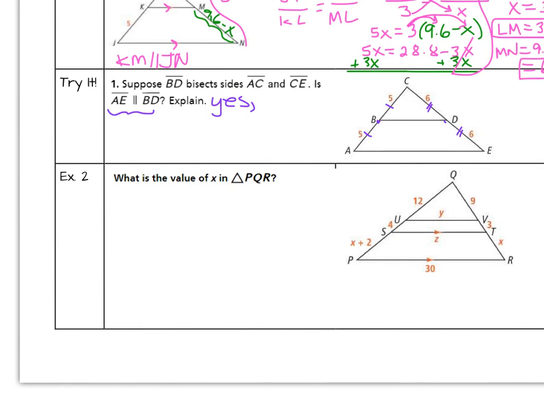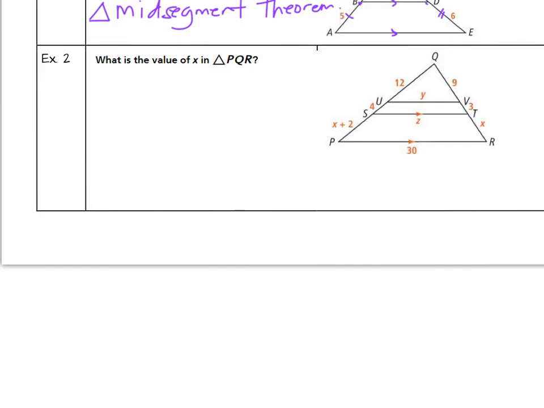That's because of the triangle, and I'm just going to draw a triangle. Triangle mid-segment theorem. So we could put an arrow on the BD and an arrow on the AE to prove or show that they're parallel on that picture. And that's it for that problem.